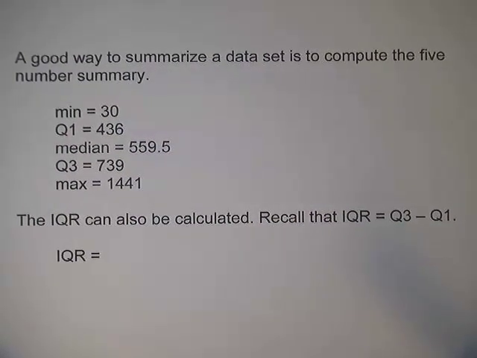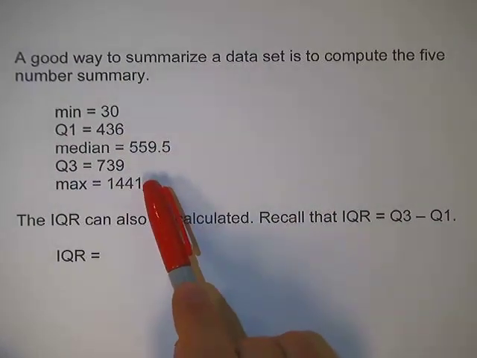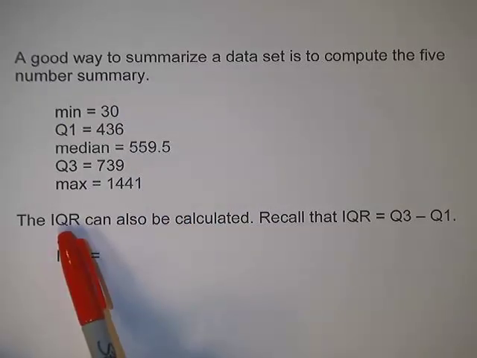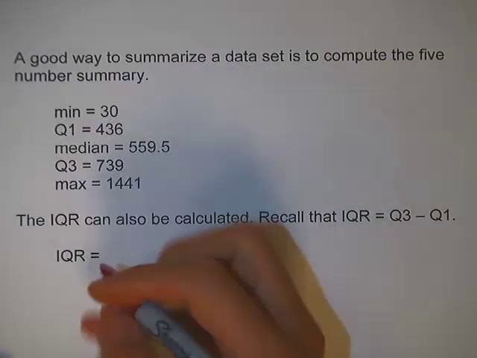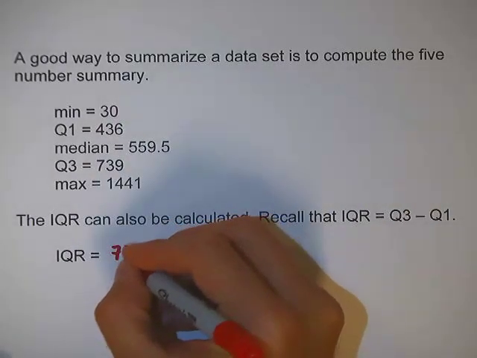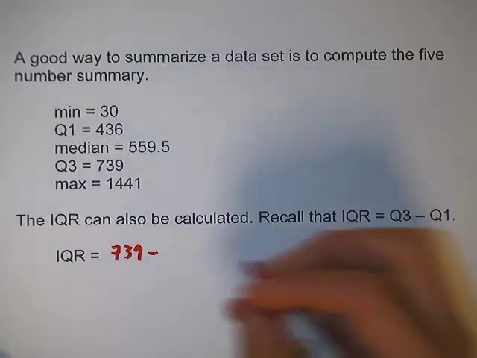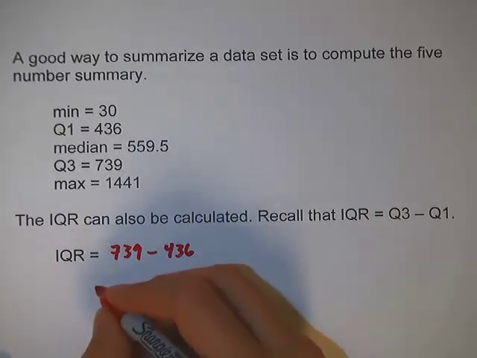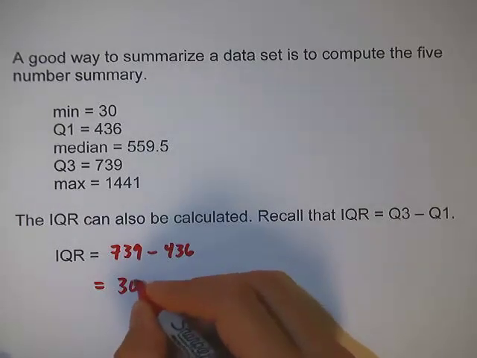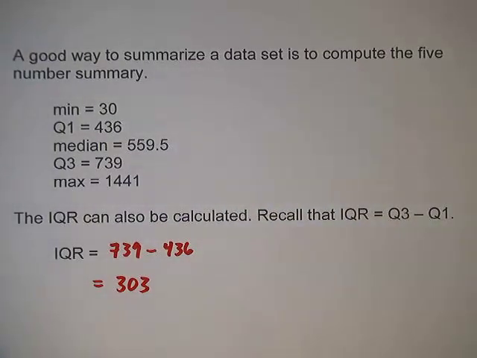Okay, now a lot of times when you have the 5-number summary, it's really easy to calculate the IQR. So let's go ahead and do that. Recall the IQR is just simply Q3 minus Q1. So Q3 is 739 minus Q1, 436. If we subtract those two, we end up with 303. So that means the middle 50% of the values in that data set span about 303 units.